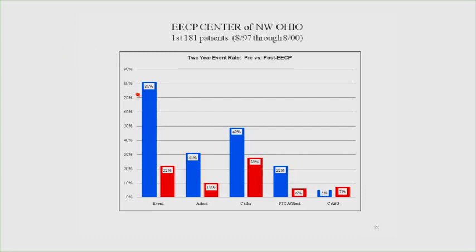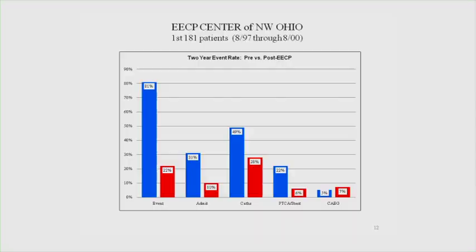81% had had some sort of event before ECP, and 2 years post, only 22%. So we were controlling their symptoms, and it also appeared we were having a favorable effect on their outcome. This was my experience and the experience of the other ECP practitioners in the United States. Well, what's going on here?